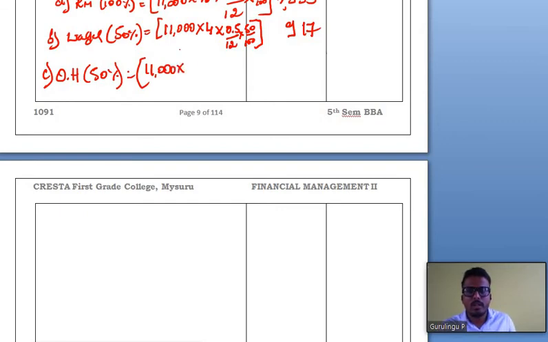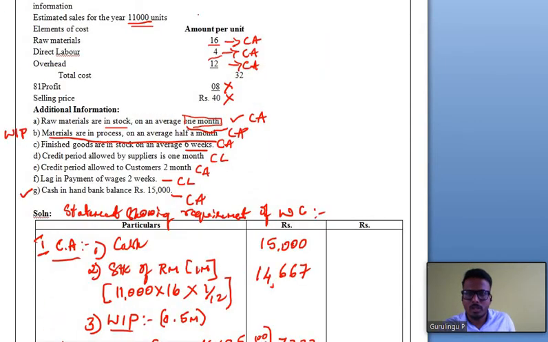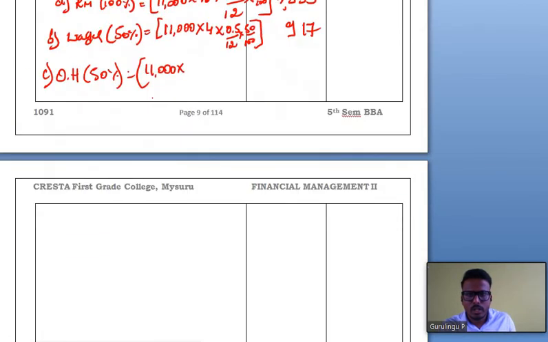So finally we got cash, stock of raw material, and work in progress. According to the format, two more are there. See here, see the format. So we are done with cash.